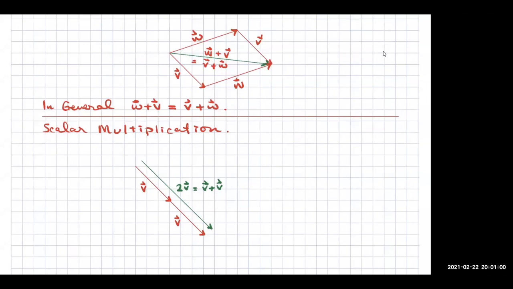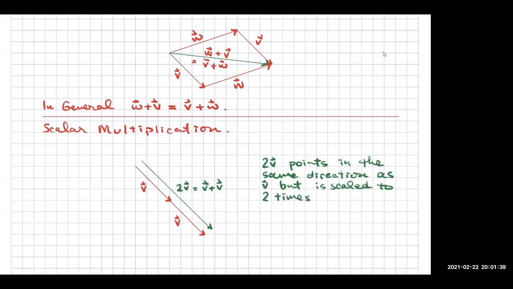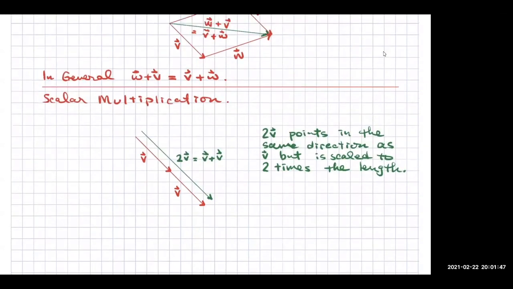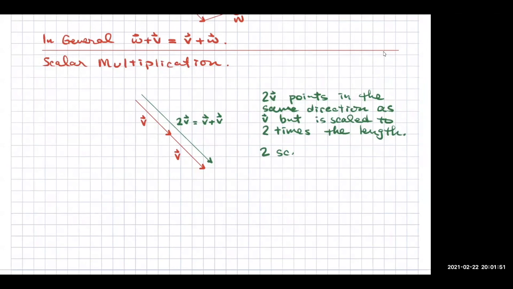It's not hard to see that 2V points in the same direction as V, but is scaled to twice the length. So 2 scales V by a factor of 2.